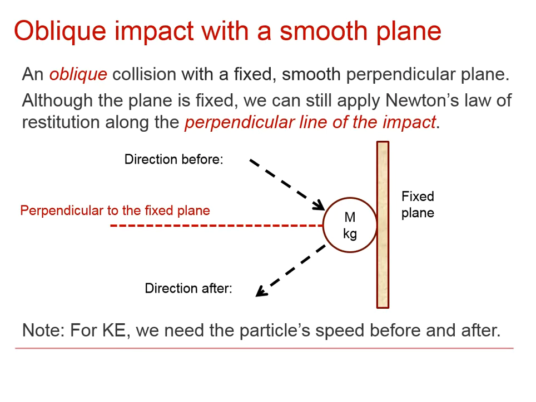So if we think about an oblique collision with a smooth plane, we've got a fixed plane, but we can apply Newton's law of restitution, which is perpendicular to the fixed plane. We have our direction before the impact and then our direction after the impact. Obviously for kinetic energy, it's a scalar, so we need the speed before and the speed after rather than the velocity as a vector.